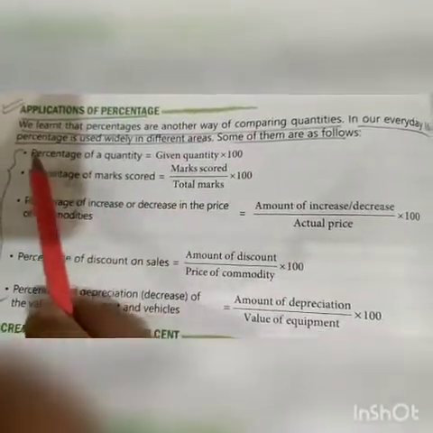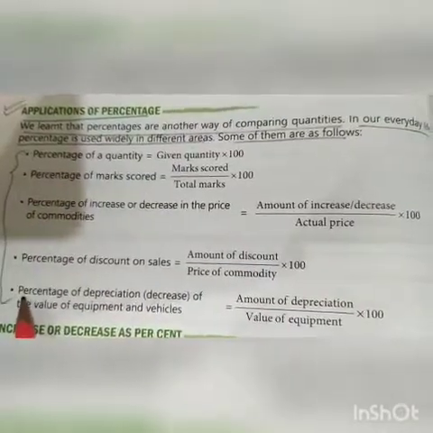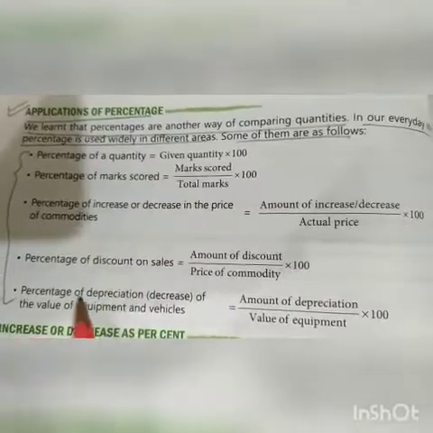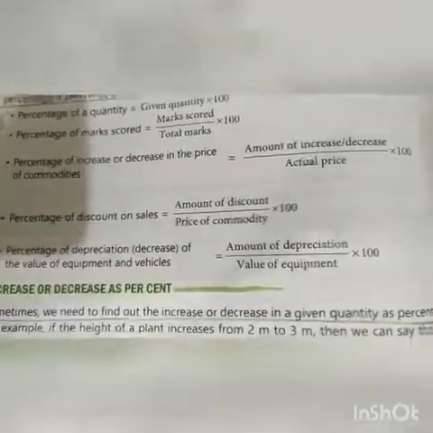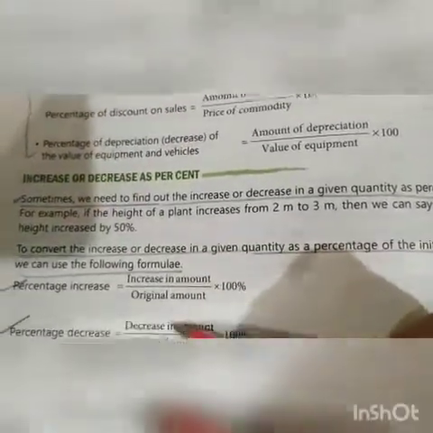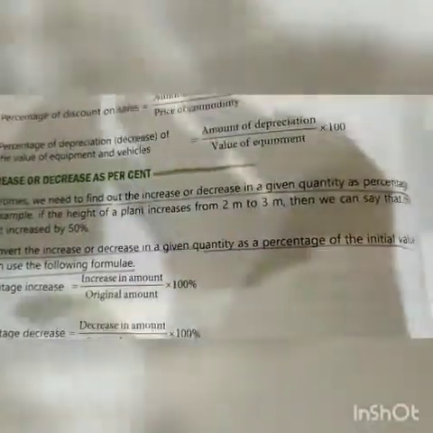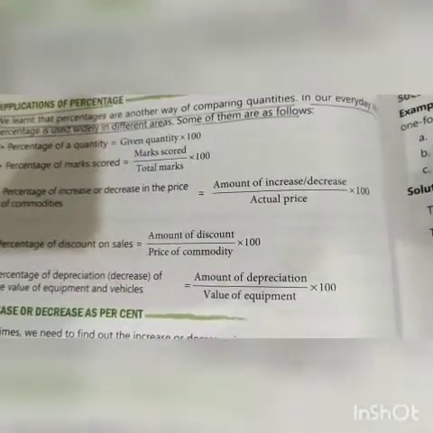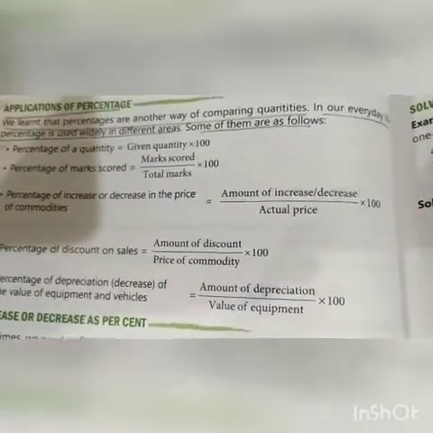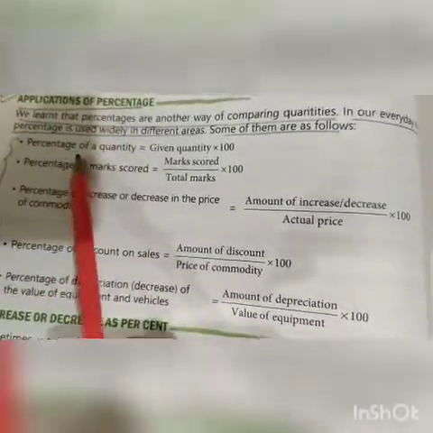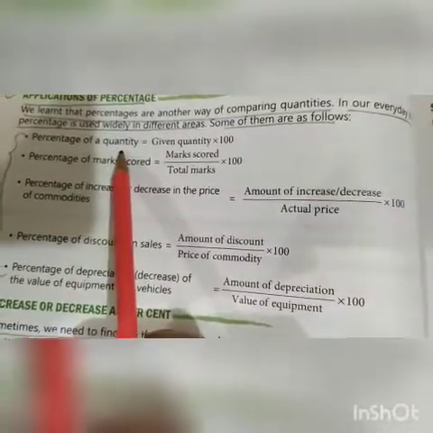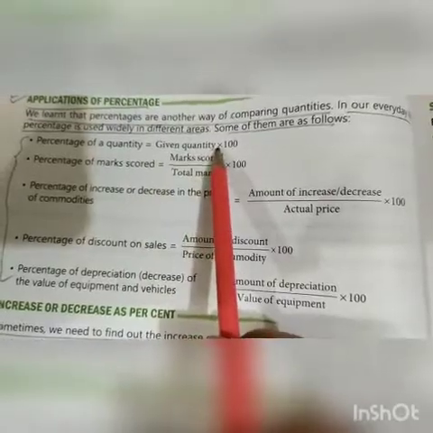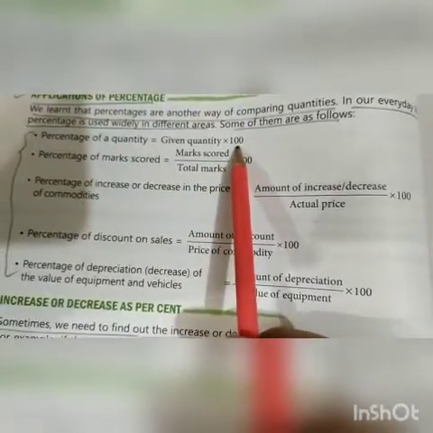You have to write, these are some formulas. You have to write all these formulas 1, 2, 3, 4, 5 and 6, 7. You have to write all these 7 formulas in your notebook before starting exercise 8c. First formula, percentage of a quantity. How do we find percentage of a quantity? Given quantity will be multiplied by 100.